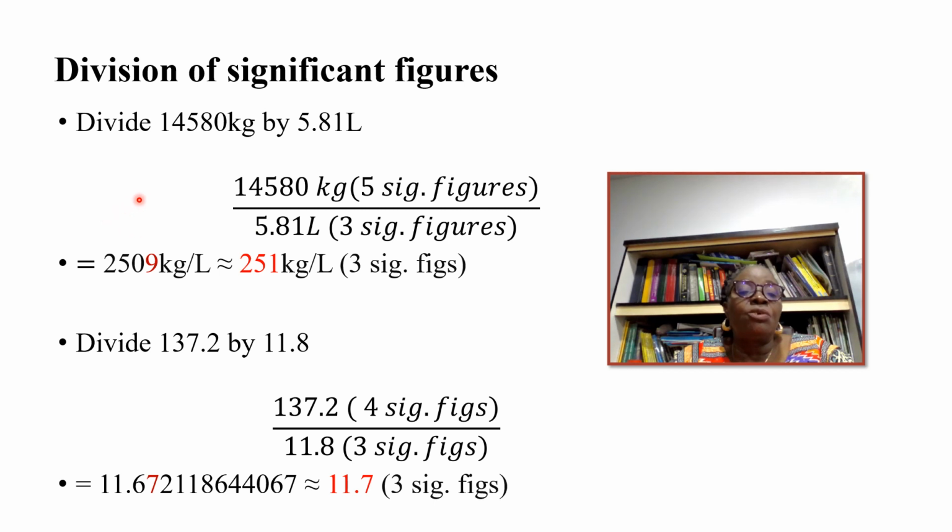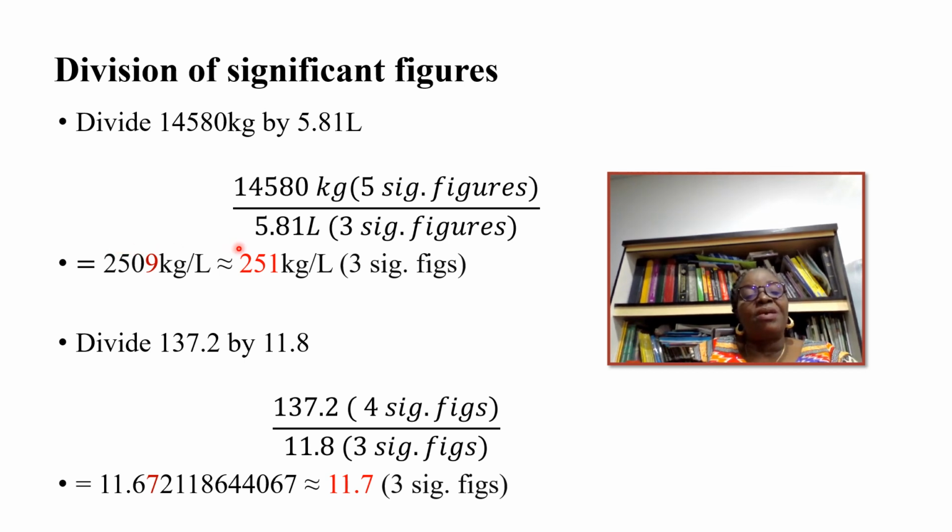So you already should apply your values and your units. Your unit should be represented in that division. So we are dividing 14580 kilogram, which has 5 significant figures, by 5.81 liters, which has 3 significant figures. When we divide it, we will have 2509 kilogram per liter.